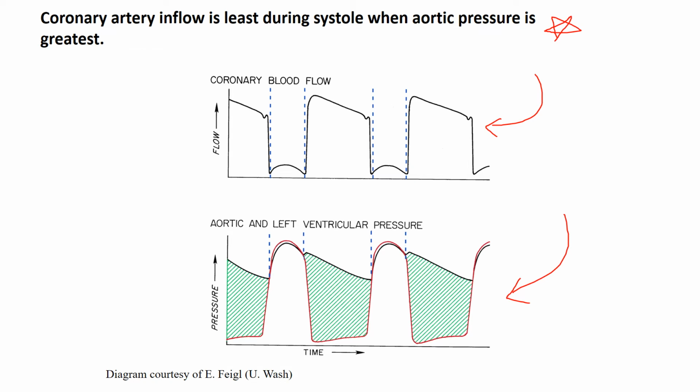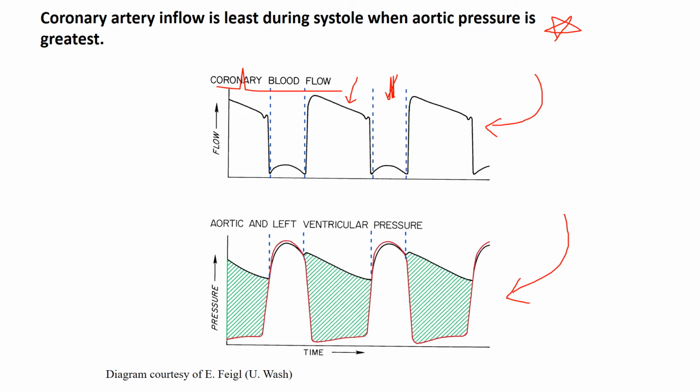The first thing you notice is that the flow is pulsatile. That is, it goes up and down with the heartbeat. And in fact, it's highest during diastole. During systole, it's very low. And this is all because when the heart beats, the contraction of the heart wall constricts vessels in the wall.